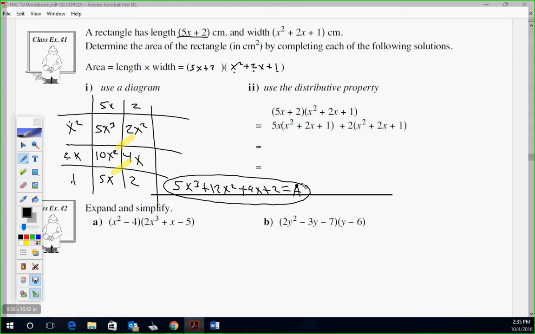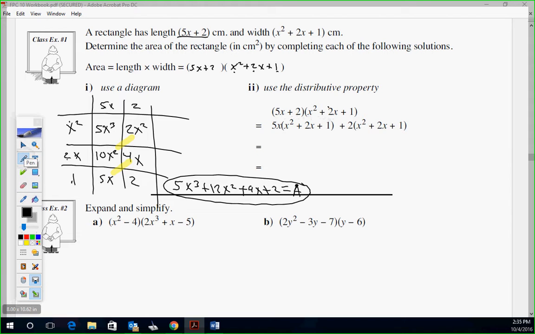Somebody last class asked, can you FOIL those? You can FOIL them, but technically it's not called FOIL, because you have more than 4 steps. You have 6 this time. It's a 2 by 3, so you go 1, 2, 3, 1, 2, 3. It's still going to be the same. It's just not first, outside, inside, last.